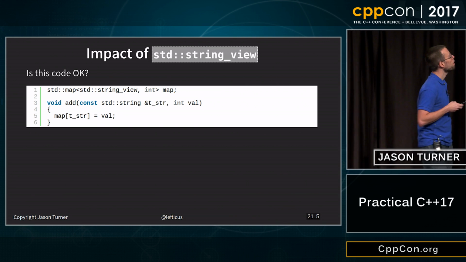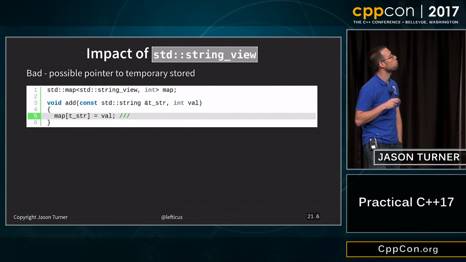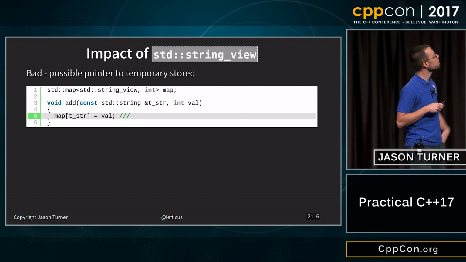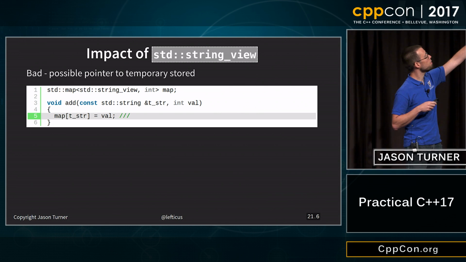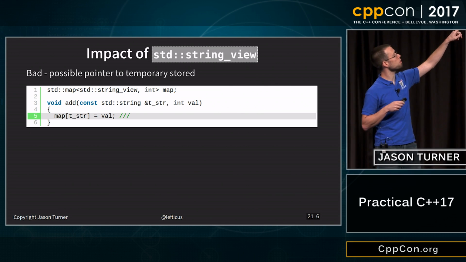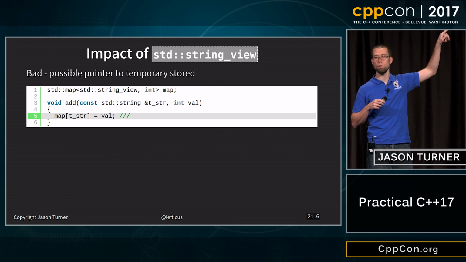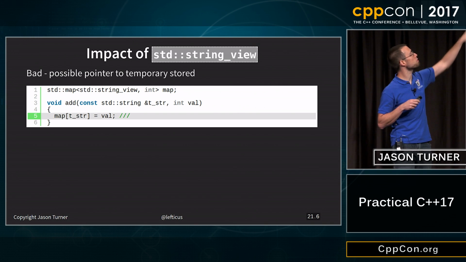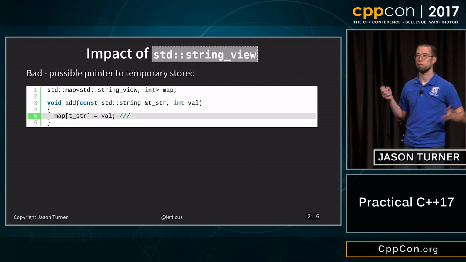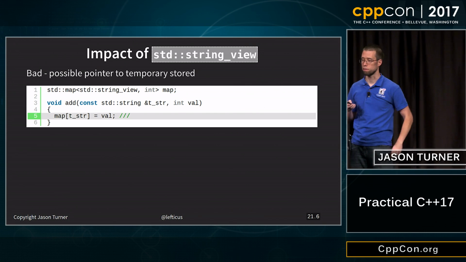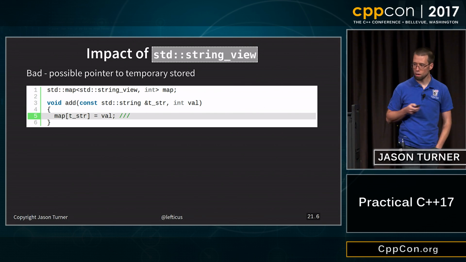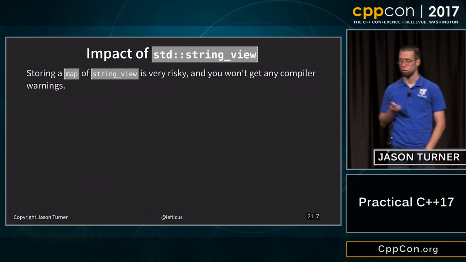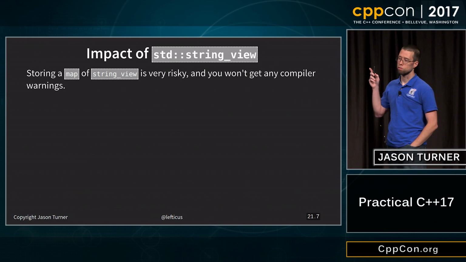It is creating probably a pointer to a temporary that was passed in, because the string is going to be implicitly converted into a string_view, and the string_view is a pointer to the data that's inside the string, and then that is being pushed into our map. Yay, dangling pointers with no warnings. So storing a map of string_view is extremely risky, and like I said, no compiler warnings.